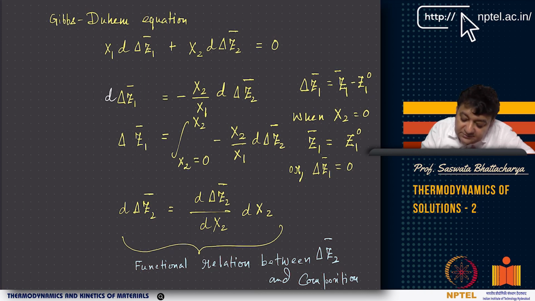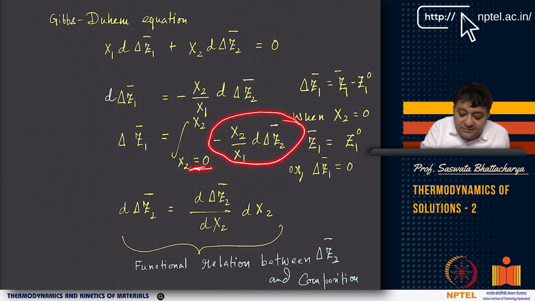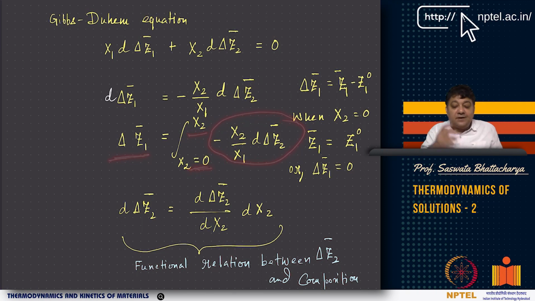And if I know this relation, then I can get d delta Z2 bar, which is d delta Z2 bar by dx2, right. But you have to integrate this, and to integrate it I need to know this. So if I know delta Z2 bar, then I can use this integration with these limits to find delta Z1 bar. That means Gibbs-Duhem integration basically gives one of the partial molar properties if the other partial molar property is known.